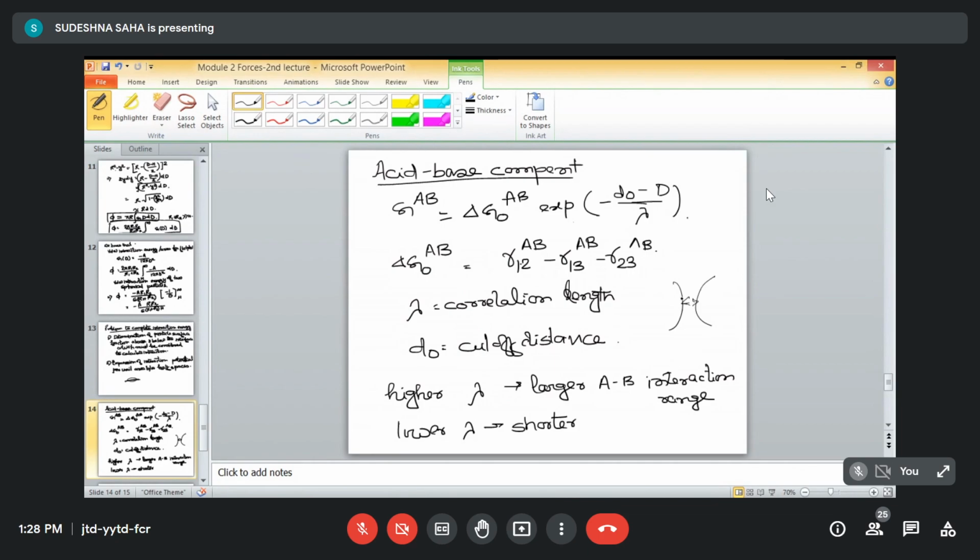Okay, yes. d is the actual distance, and lambda is the correlation length that is basically directly dependent on the particle diameters. Okay.